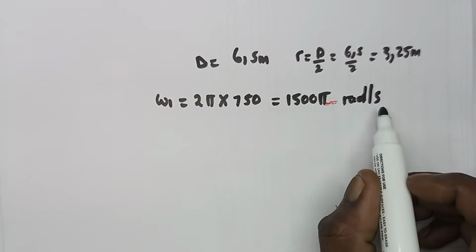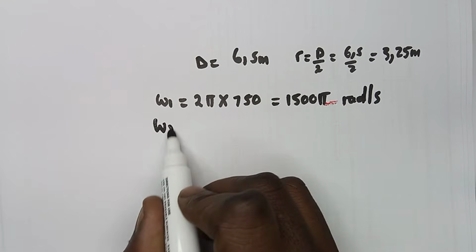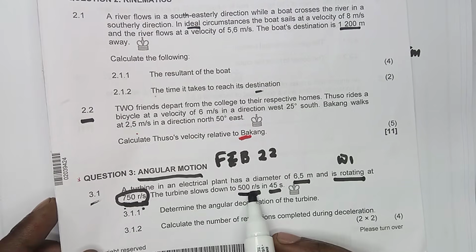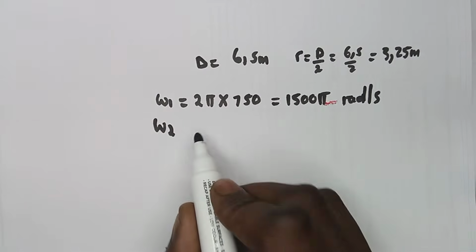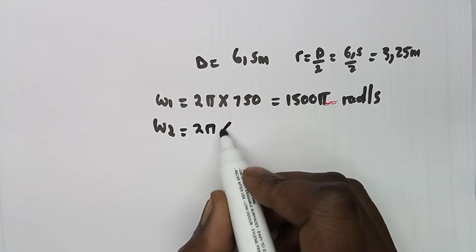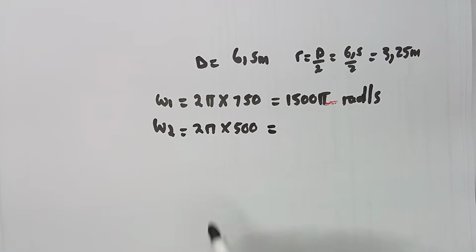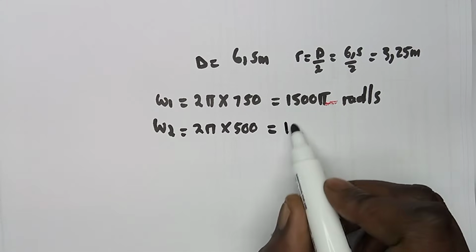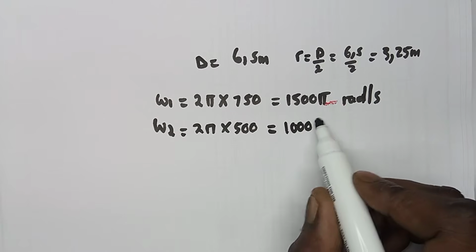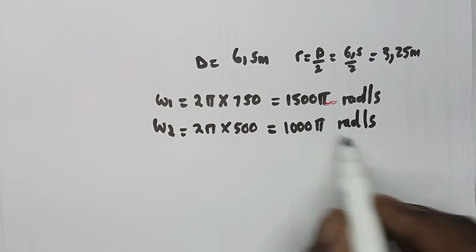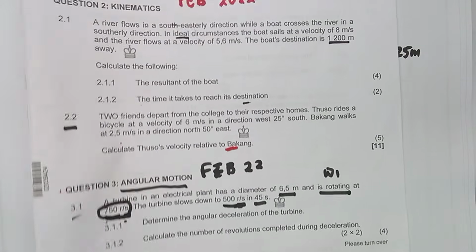Remember, this will be in rads per second. Then it decreased because it's now slowing down to 500. So still the same thing. That's 2 pi times 500, because it's already in revs per second. So you are not dividing by anything there. So this is going to give you 1000 pi rad per second. So you can write it as a decimal, or you can just put it in terms of pi. It's one and the same thing. Then the time, it's 45 seconds.